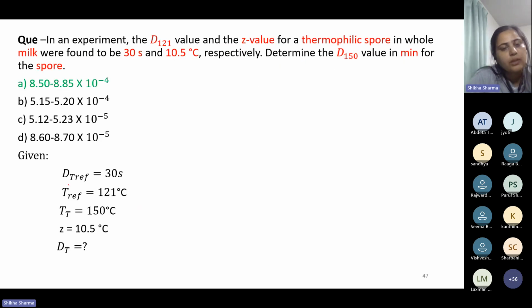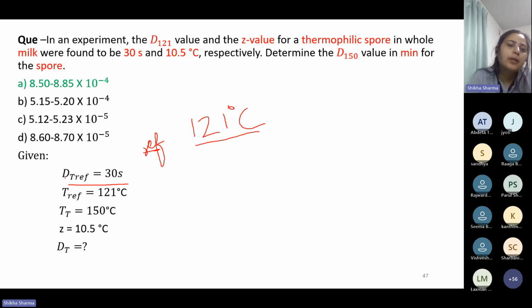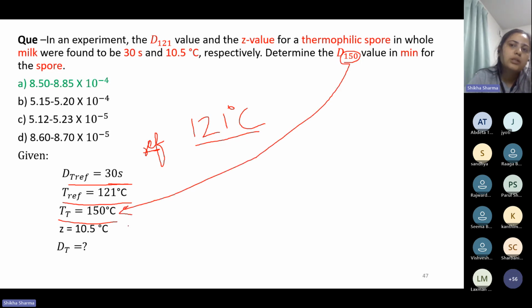But now in the question we have a D value of 30 seconds at 121 degrees Celsius. 121 is the autoclave temperature, so mostly we take 121 degrees Celsius as the reference temperature, and we write ref as a subscript. So D reference, which is D at 121 degrees Celsius, is 30 seconds. We need to calculate at T equals 150 degrees Celsius, and the Z value is given as 10.5 degrees Celsius. Now we need to calculate the D value at 150 degrees Celsius.